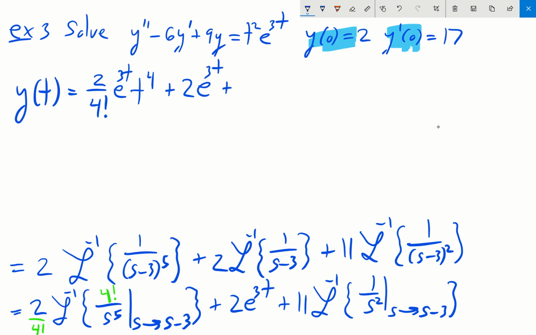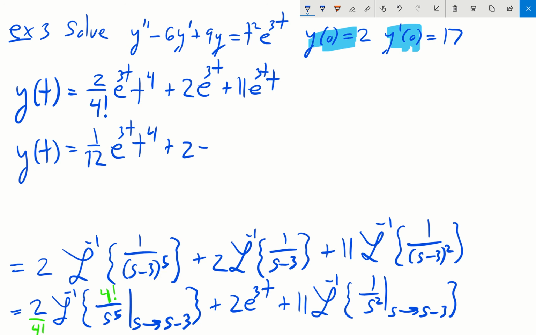And then plus, again, for the s squared, you need a 1 up top, 1 factorial, but that's already 1. So this is going to be a basic shift operator. The inverse Laplace transform of 1 over s squared would be t, but we have the shift s going to s minus 3 is going to provide an e to the 3t out in front. And so there's our answer. Only other thing we can do is simplify the factorial part of it. 4 factorial is 24. 2 divided by 24 would provide us with 1/12. So the solution is 1/12 e to the 3t times t to the 4th plus 2 e to the 3t plus 11 e to the 3t times t.